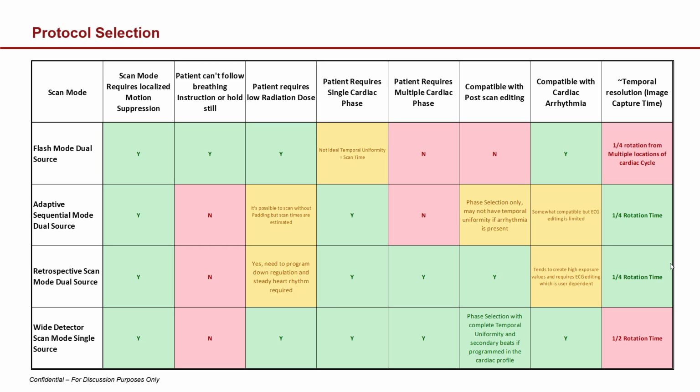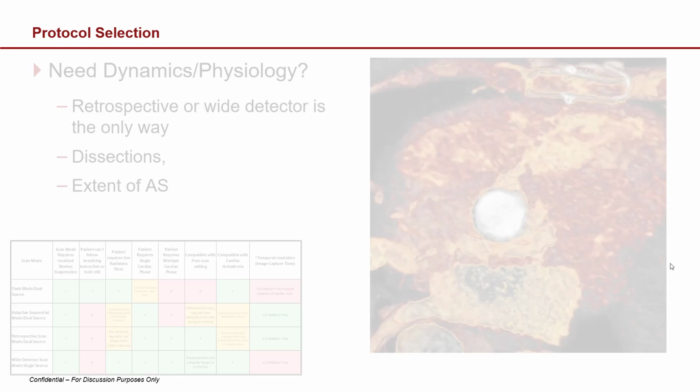And in terms of temporal resolution, or your image capture time, on the dual source systems, you can use 1/4 of the rotation time, which is roughly going to be your temporal sample rate. So you're anywhere between 65 and 75 milliseconds image capture time. With your wide detector system, you're only going to be able to use a half rotation time, so it's actually 150 milliseconds image capture time. And the flash mode, while it captures at that really fast temporal resolution setting, it doesn't necessarily reconstruct over that one phase. In fact, it's going to pull multiple phases together. So let's take a look.